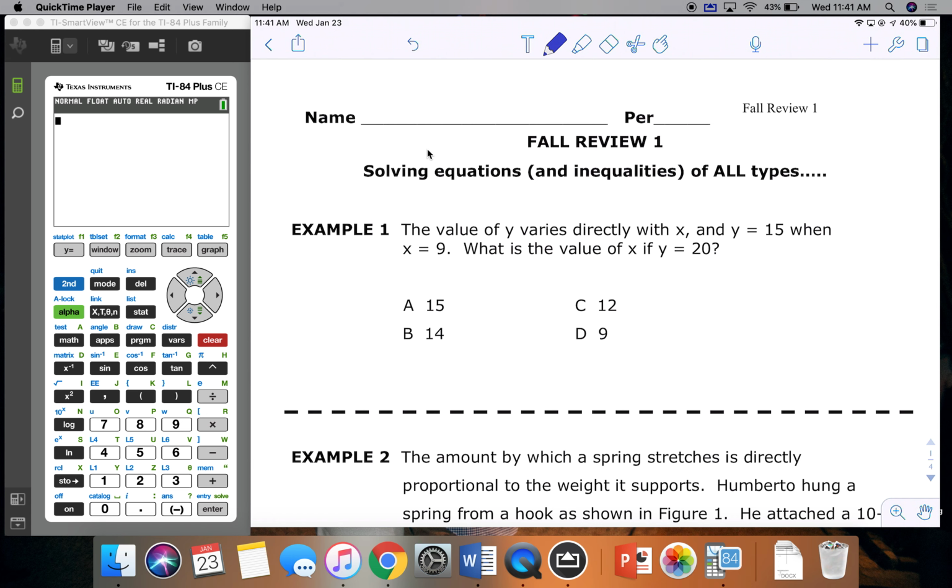This video covers Fall Review 1 of 4 over solving equations and inequalities of all types. So example 1, we have information about the value of y varying directly with x. When y is 15 and x is 9, what is the value of x if y is 20?